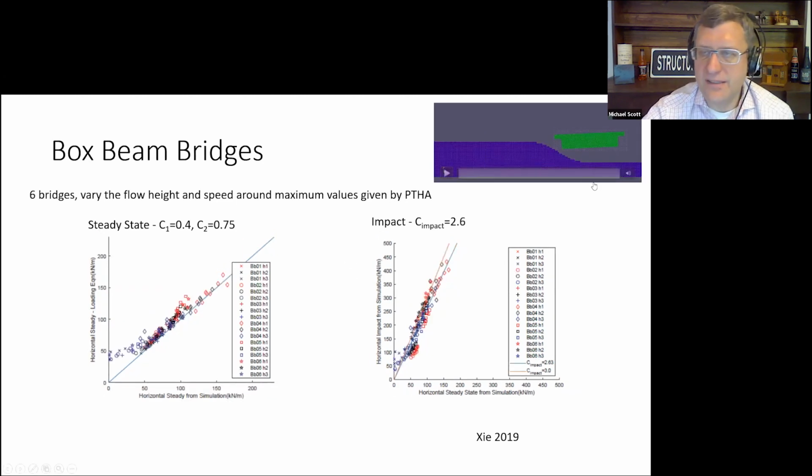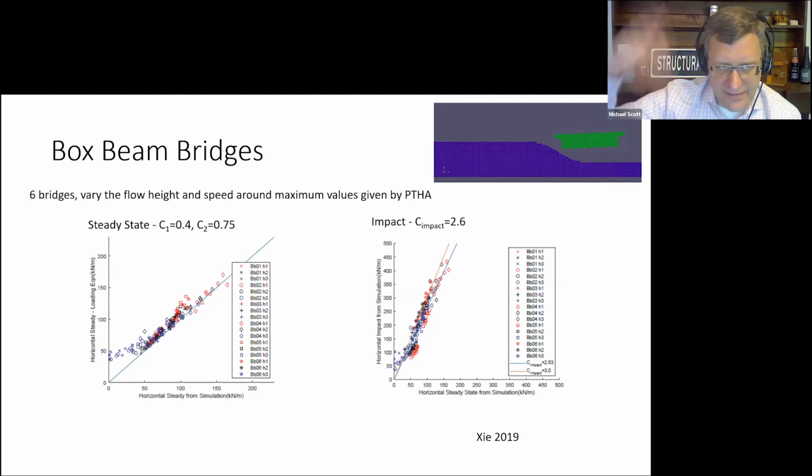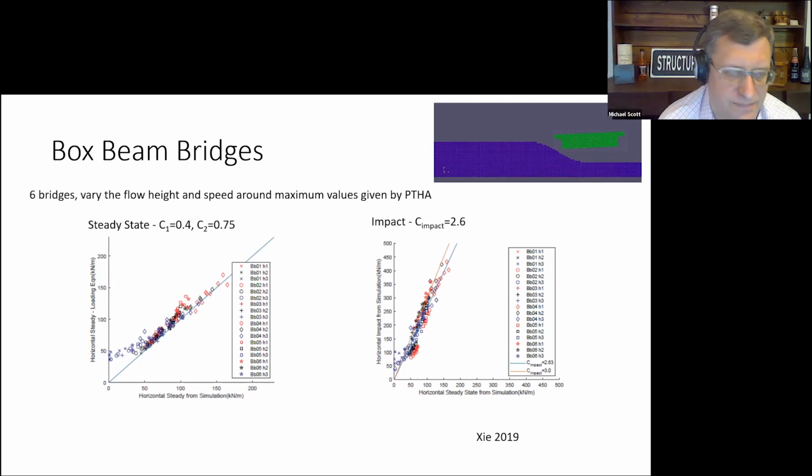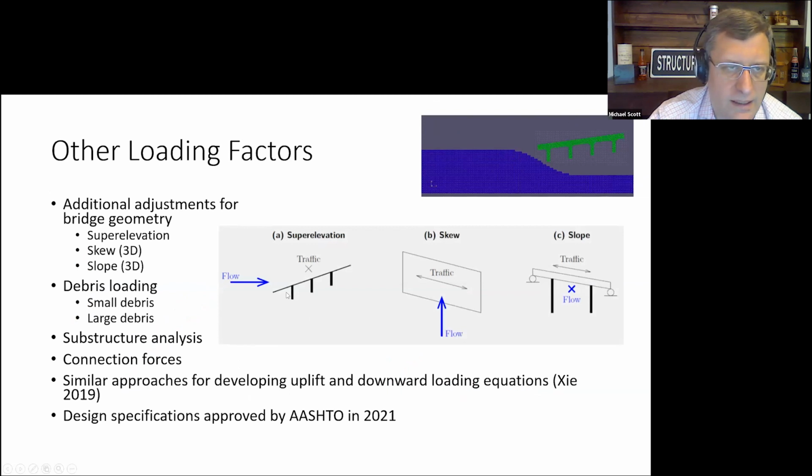And then for box beam bridges, we did a lot of simulations varying the flow height and speed. All right. But we came up with different factors for the box beam bridges. All right, C1, C2. The impact is a little bit higher ratio between steady state and impact force, 2.6. Okay, and then so that kind of gives the idea of how we came up with the loading equations.